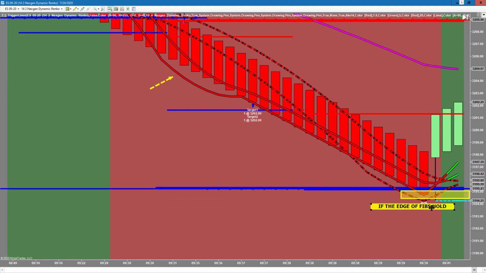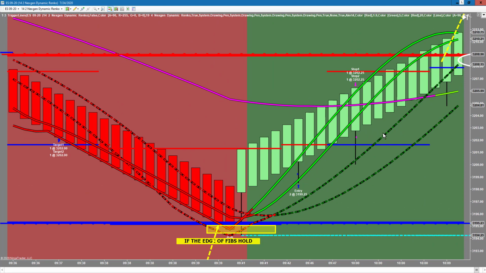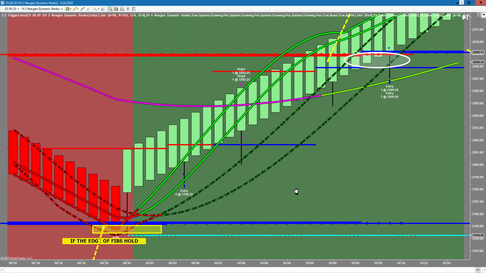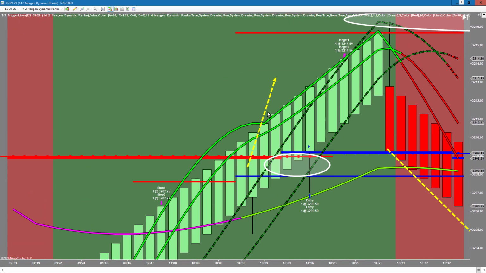Now, same thing in reverse. Edge of Fibs holds, right? Weak triggers, really good. And we took a long trade, and the management doesn't look so pretty there, does it? Could have hung on for that one. Anyway, I'm moving on. Triggers break the Fibs, no doubt about it.